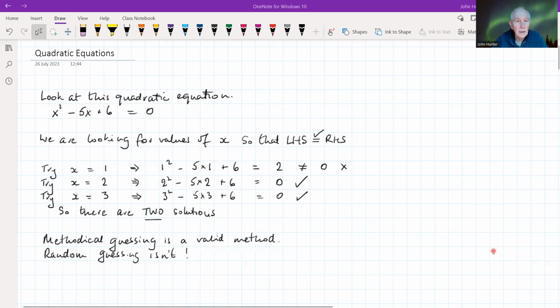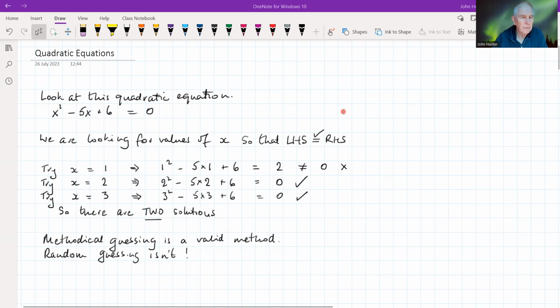Right, so this is a GCSE level video on quadratic equations, thought of by some as being a very tricky, even mystical topic. It's not too bad, really. So let's have a look. This is a quadratic equation here: x squared minus 5x plus 6 equals zero.